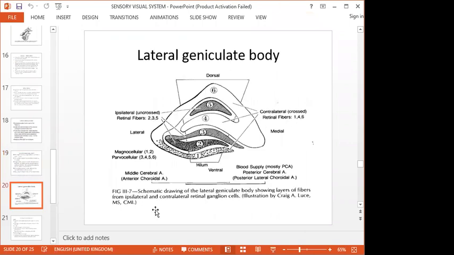These are the layers we're talking about in the lateral geniculate. It's like this. From here, 1, 2, 3, 4, 5, 6. It's like a mound like that. Okay?